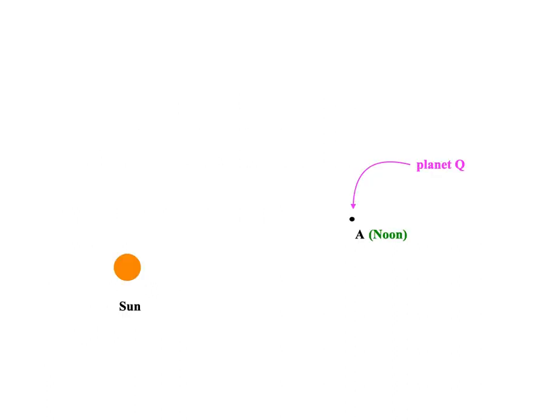Okay, so let's imagine planet Q traveling through our solar system. For our thought experiment, gravity has been turned off for the time being. At noon, planet Q finds itself at position A. Now let's imagine planet Q is traveling with velocity v, such that after 1 hour, it arrives at position B.